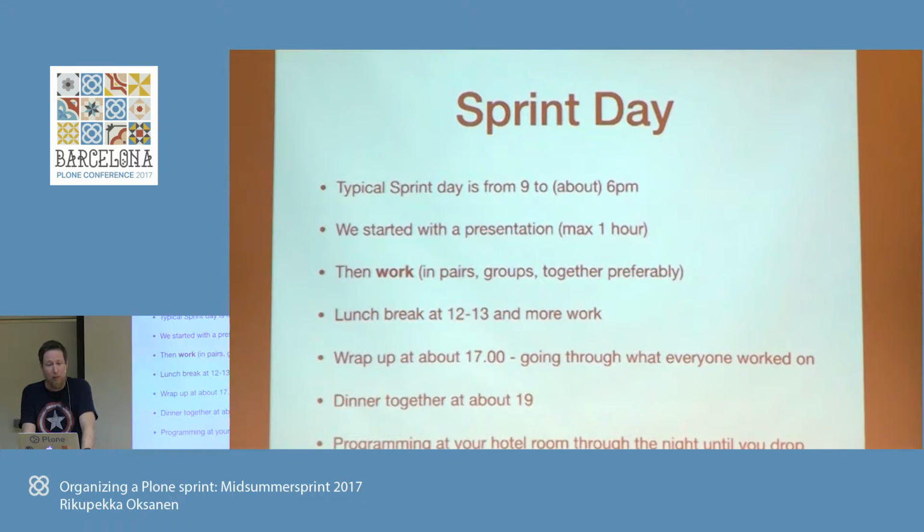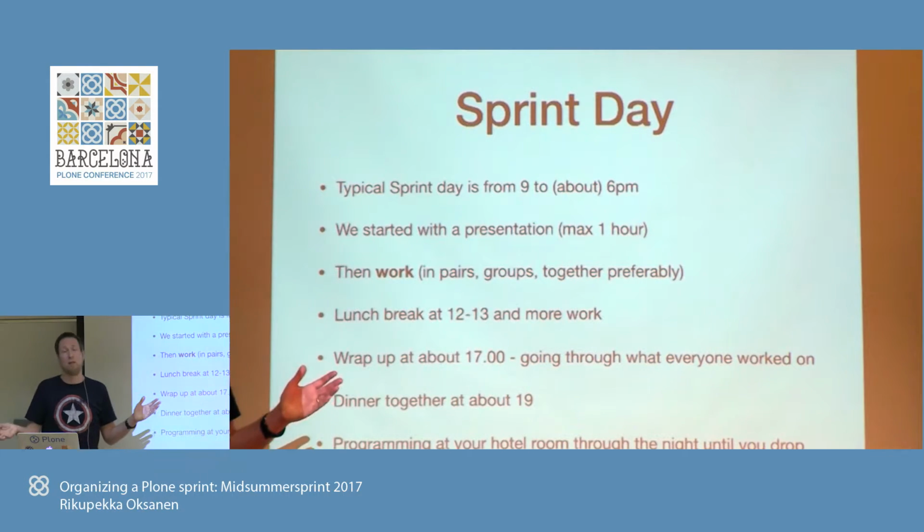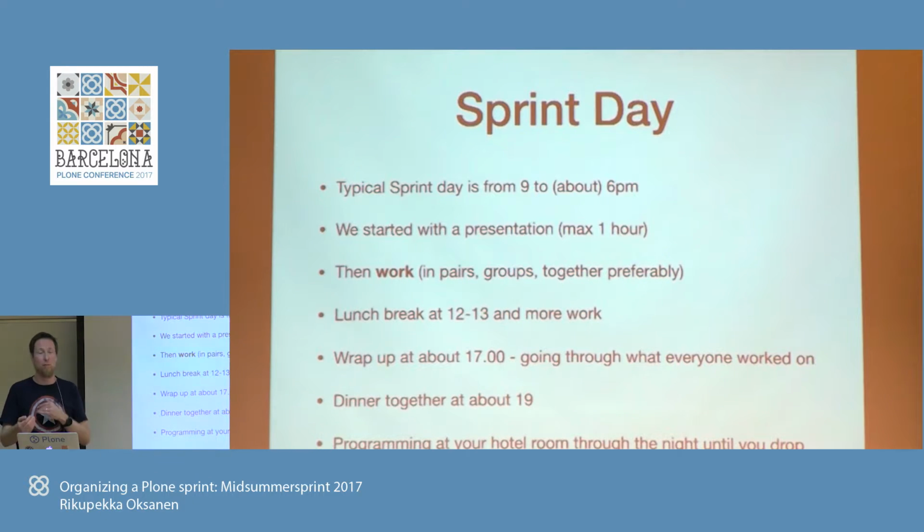Our typical sprint day was from 9 to about 5 or 6. It was a long day. We started with a presentation on some hopefully interesting topic. Then a couple of hours of work in pairs or in small groups, preferably together, not on your own. Then we had a 1 hour lunch break and more work, and wrapped up at about 5 p.m. Everyone told what they were working on, and we wrote a blog post about that day.